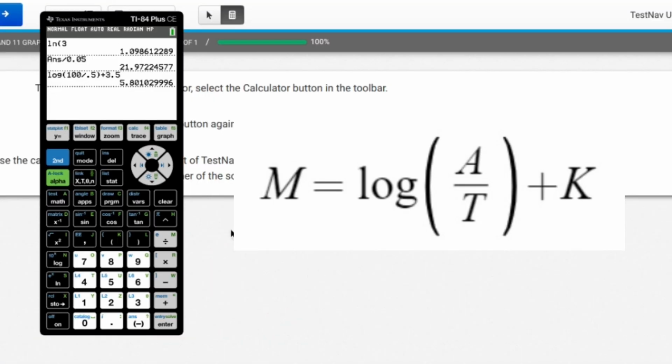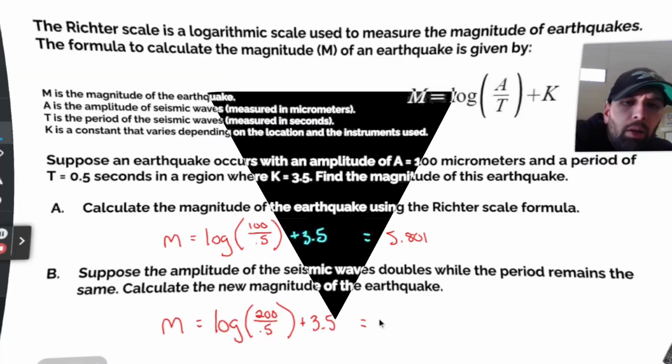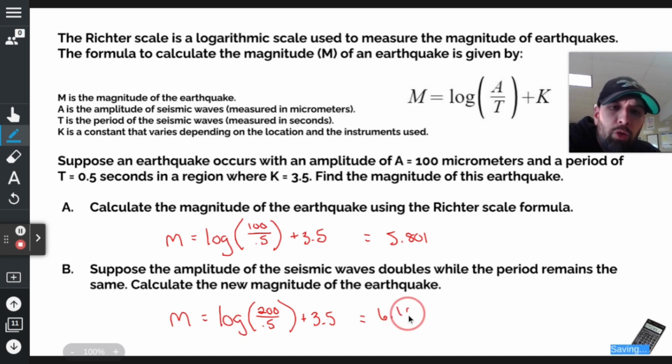Now, the only difference between this one and the last one is that I have a 200 instead of a 100. So let's do this little trick. If you hit second, enter, it brings back all the stuff that we just typed out. So let's make it a 200 and hit enter, and that's our new value, 6.102. So by doubling what's inside the log base 10, it doesn't really change a whole lot, hardly at all. And that's because when you take 10 to the stuff, changing the inside by what seems like a lot isn't going to change the whole thing by a ton.